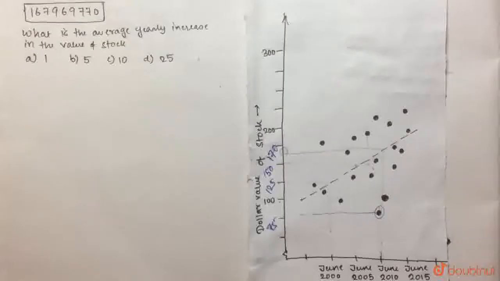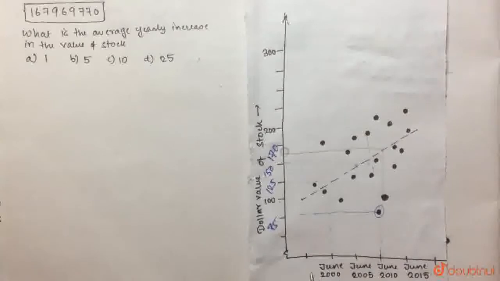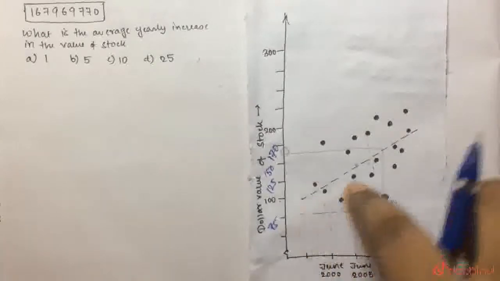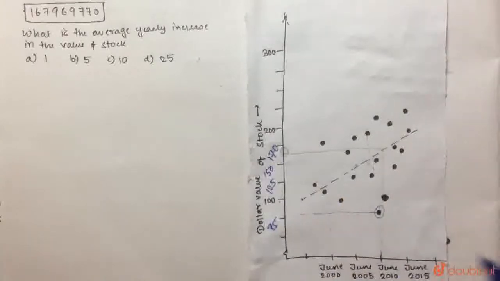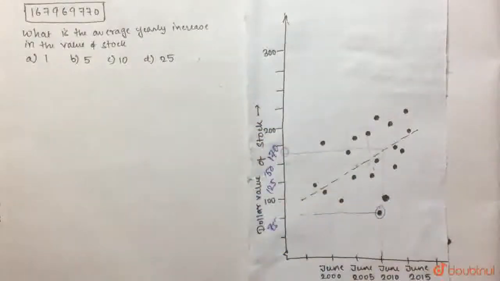In this question, we have been asked what is the average yearly increase in the value of stock. We'll consider a period of months. Say, we take June 2005 and June 2000. Okay, we will take the gap of 5 years. All right, and next we will find the slope of this particular line of best fit over these 5 years. Okay, that will be the average yearly increase.